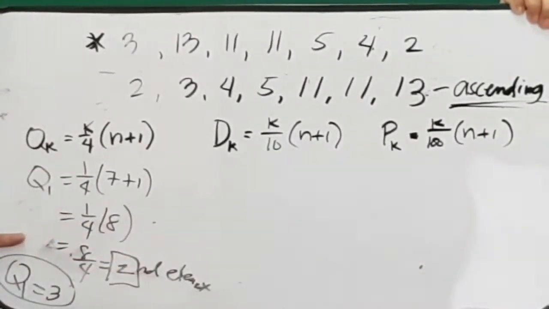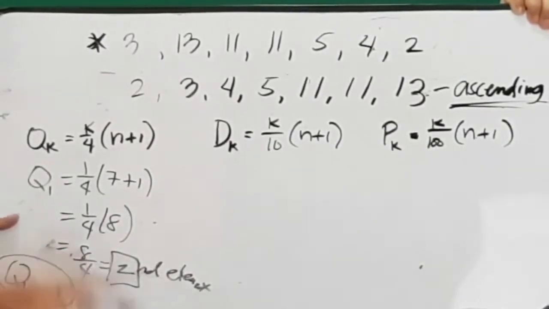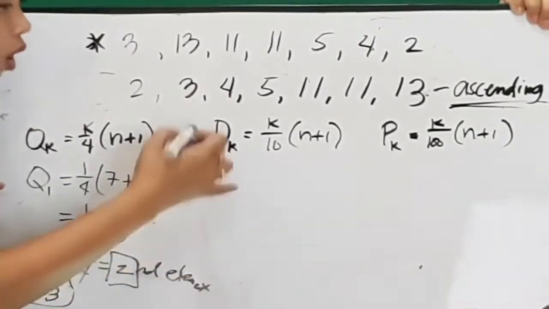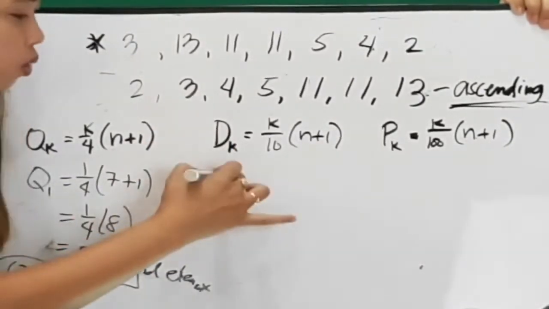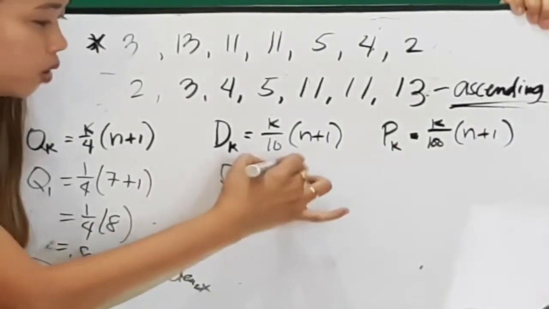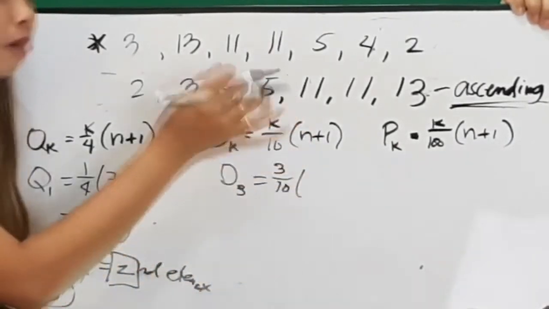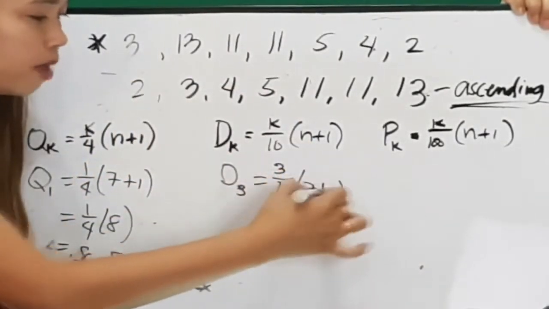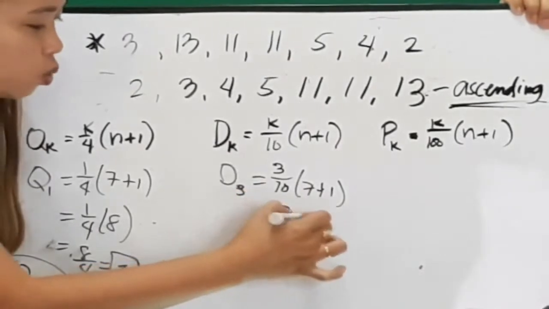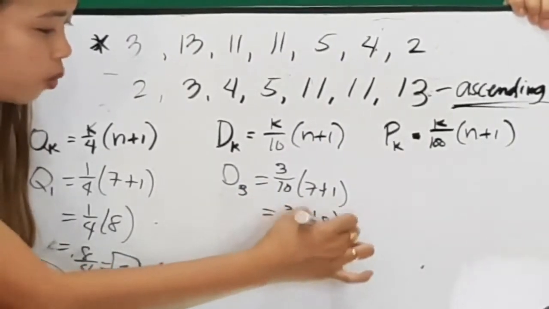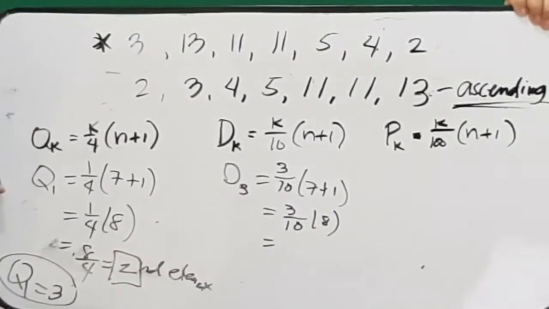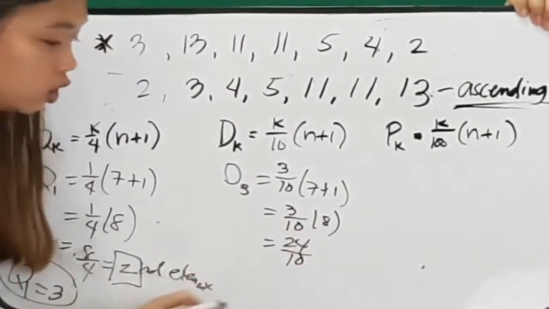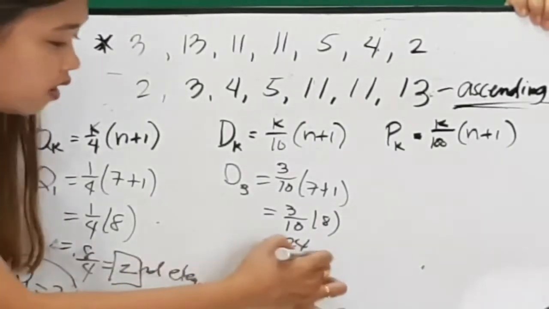Okay? The same thing applies to decile. Now, in this problem, if we are asked for the third decile, therefore, we have to substitute k by 3. So we now have D sub 3 is equal to 3 over 10 multiplied by n plus 1, and of course, we still have 7 elements of data. So we have here 7 plus 1. Simplifying, 7 plus 1 is equal to 8. So therefore, we have here 3 over 10 times 8, and 3 over 10 times 8 is equal to 24 over 10.